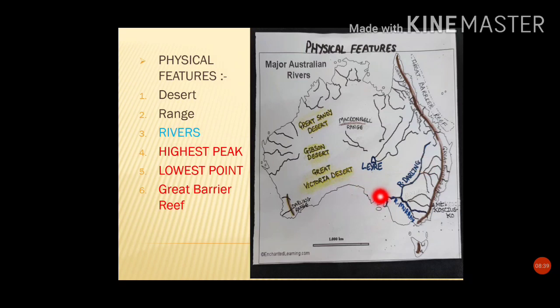Rivers: River Murray, the largest river of Australia, and its longest tributary, River Darling. Highest peak, Mount Kosciuszko, which is in the southern part of Australia. Lowest point, Lake Eyre. Great Barrier Reef, which lies in the Pacific Ocean east of the coastal plains.